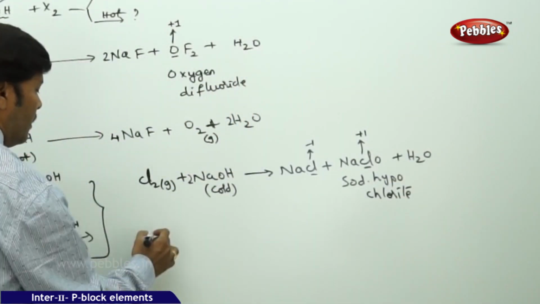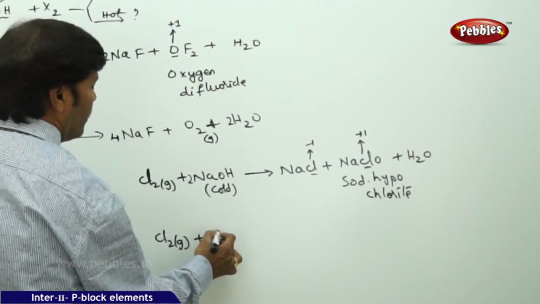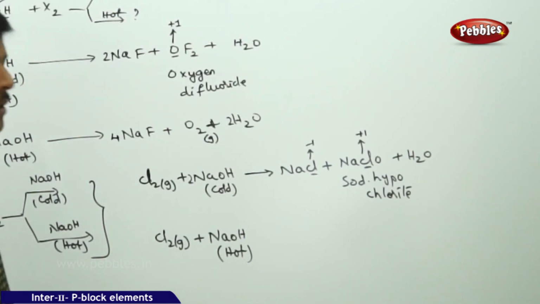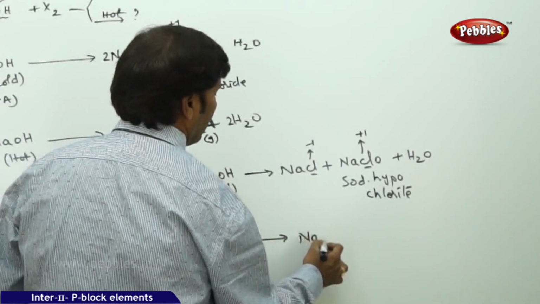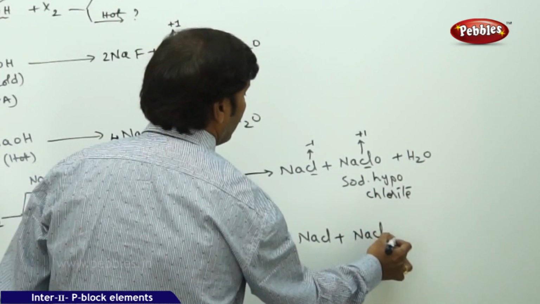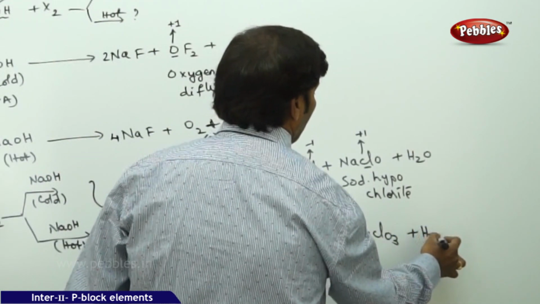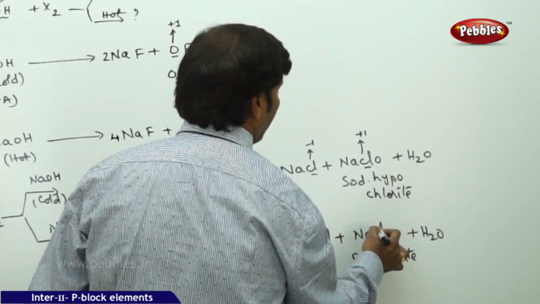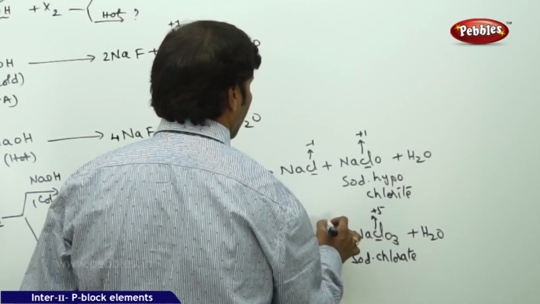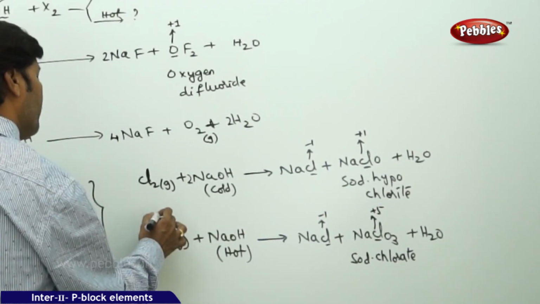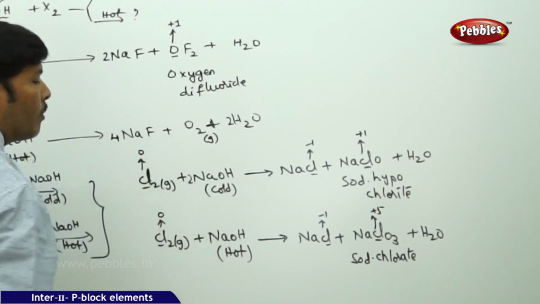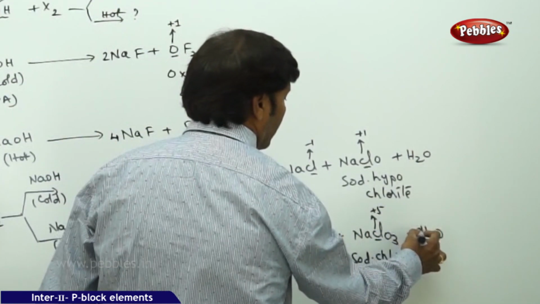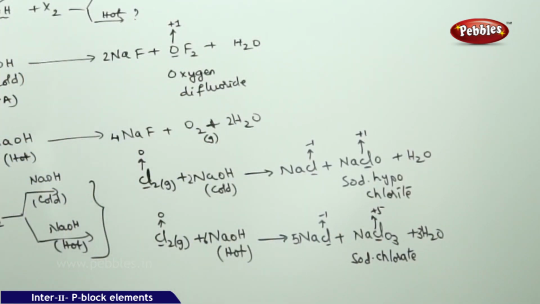The same chlorine gas, if you take sodium hydroxide that is hot and concentrated, the reaction differs slightly. You can take sodium chloride plus sodium chlorate NaClO3 plus H2O. This is sodium chlorate, this is +5 oxidation state, this is -1, and this is 0. So definitely it is a disproportionation reaction. Here also it is a disproportionation reaction. Balance the equation, take 5 over here, take 6 over here, and take 3 over here. Then the entire reaction has been balanced.